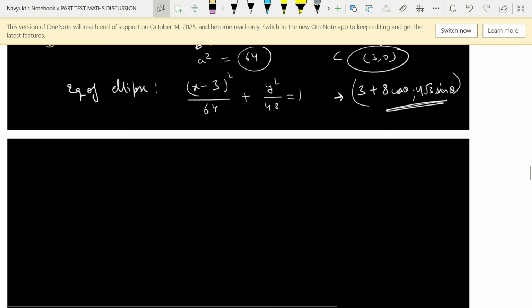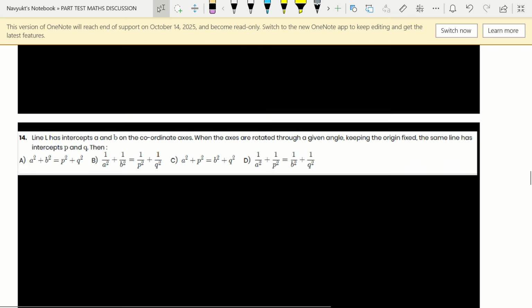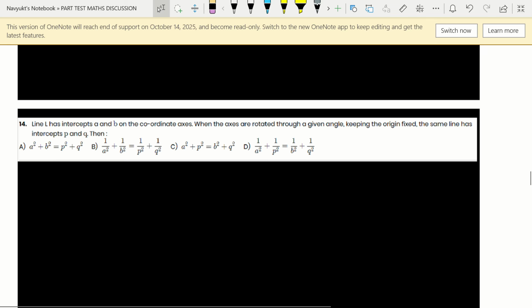Let's go to our next question. Line L has intercepts A and B on the coordinate axis. Fine.